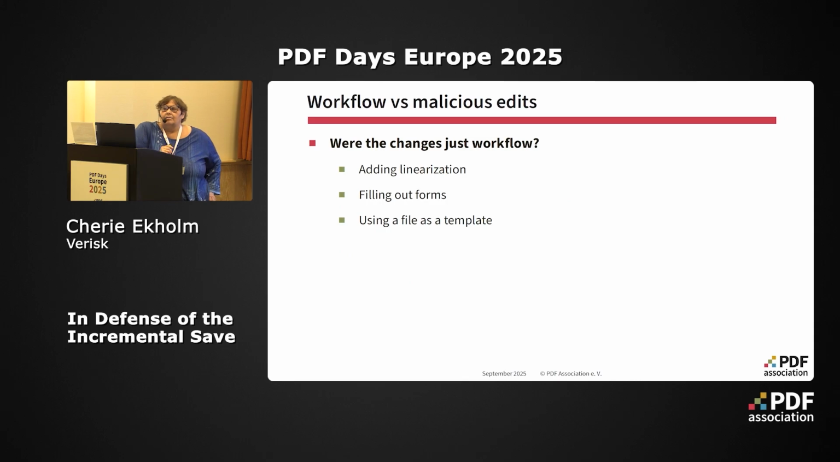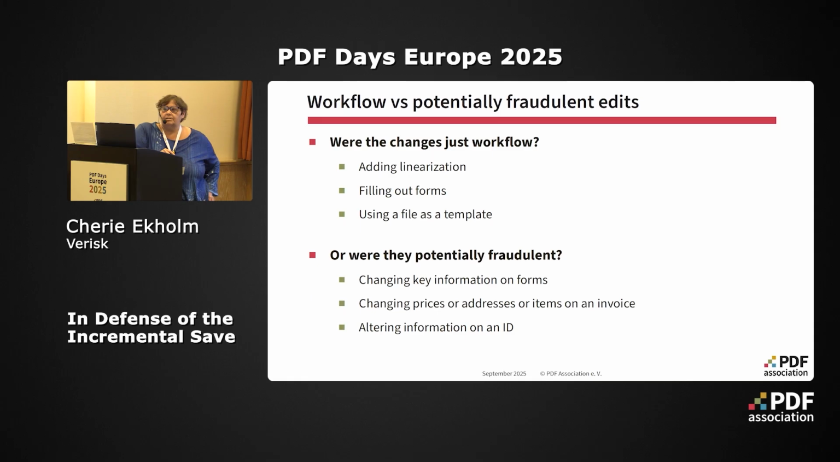Then once we've got the documents and we can see the different generations, we have to figure out whether something is malicious or not. There's a lot of workflow things that happen, including linearization and filling out forms and using a template. Those are usually fairly obvious. But then there's also things like changing key information on forms, like the person that was billed, or the prices of the items, or addresses for the businesses sometimes. And in the case of an ID, they might alter some but not all of the information about the person.